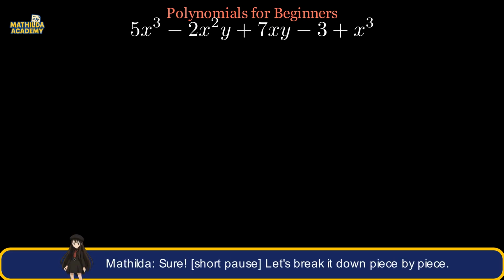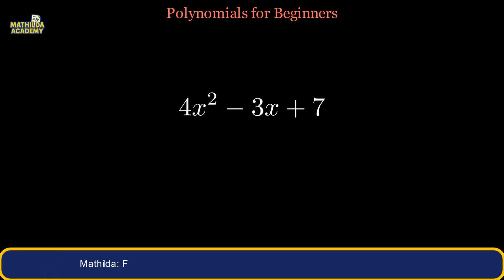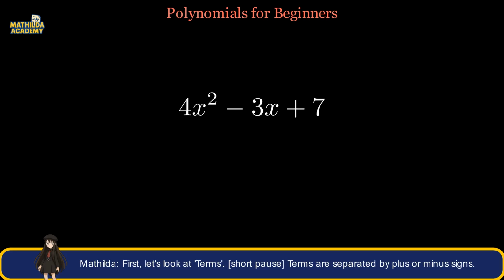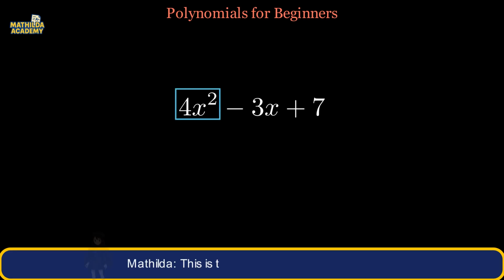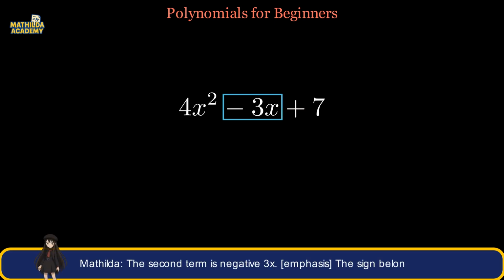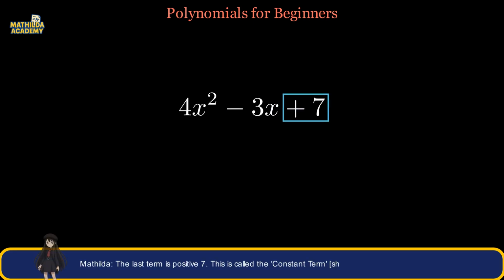Sure, let's break it down piece by piece. First, let's look at terms. Terms are separated by plus or minus signs. This is the first term, 4x squared. The second term is negative 3x. The sign belongs to the term. The last term is positive 7. This is called the constant term because it has no variable.